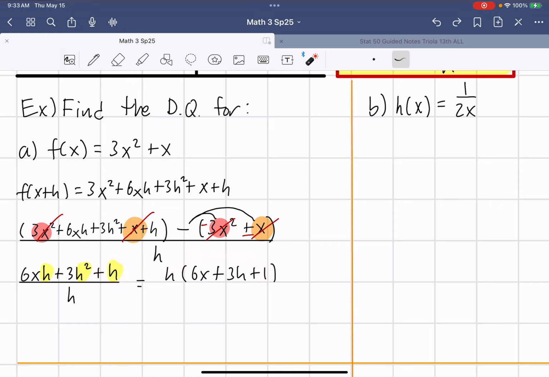So it's always important, just because you factor everything out of that term, there's always still that factor of 1 remaining. And we do that because we have an h in the denominator, and this allows you to simplify them. And I'm left with 6x plus 3h plus 1.